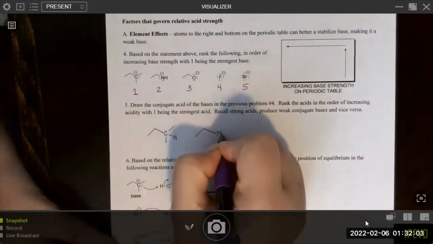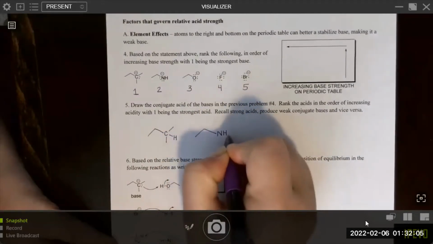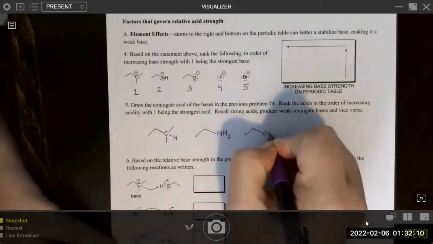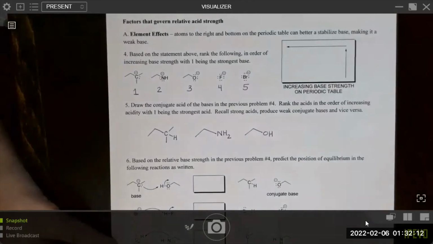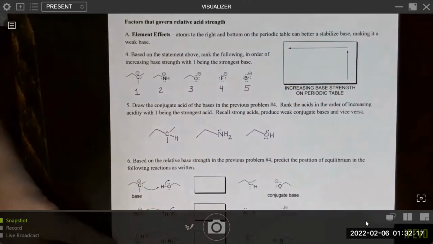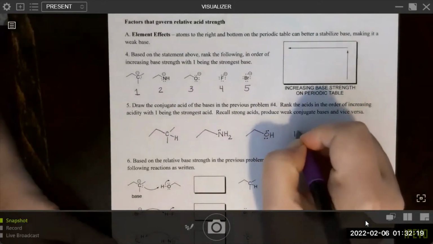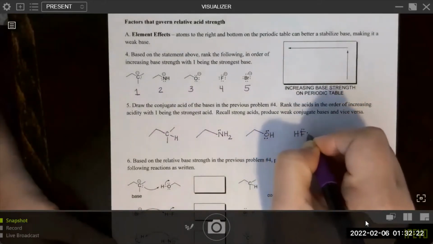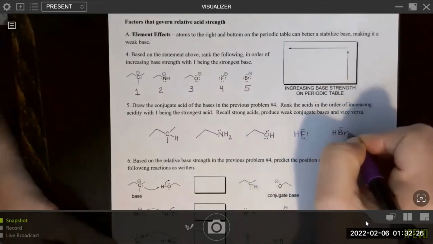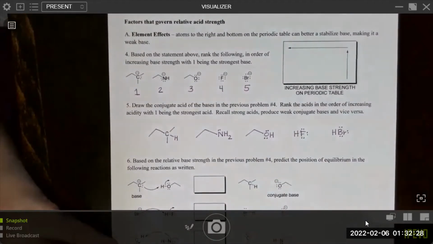And then in this case, we would have an alcohol, and in the next case, we'd actually have a lone pair, and 2 lone pairs. We don't need to draw those in, but you can. And then we have HF and HBr. These are all the conjugate acids that we're looking at. And remember that strong acids produce weak conjugate bases and vice versa.